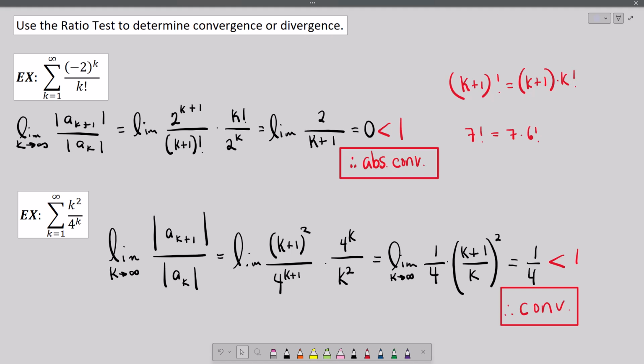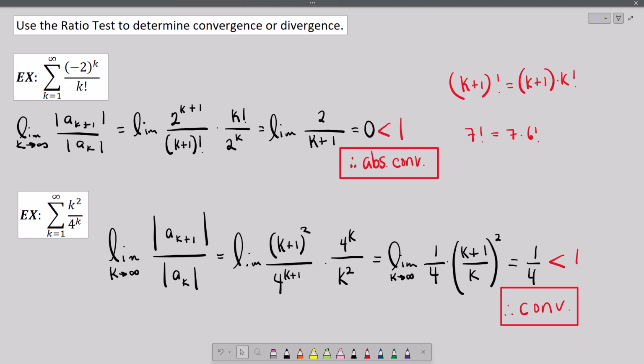Here, I can't think of another test that would work. You can't use a comparison test. It's not a special series. And you can't integrate it easily, a polynomial over an exponential. Sure, you could try to use integration by parts. If anything was going to work, it would be integration by parts.